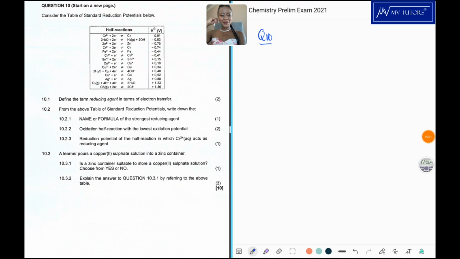Hello everyone and welcome to MV Tutors. I'm Tsulu and I'll be looking at the final question of the prelim chemistry paper written in Gauteng. Okay, so let us see what they want from us. Question 10, consider the table of standard reduction potentials below.